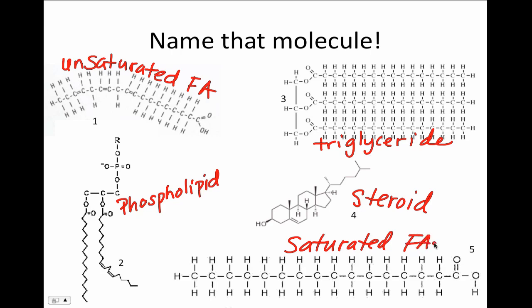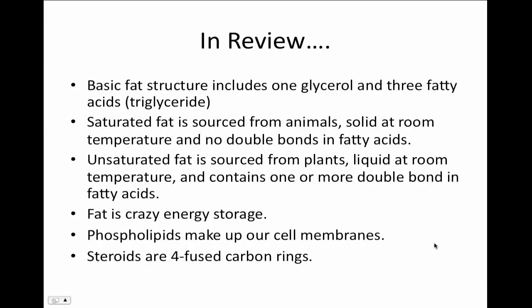Excellent job. So, in review, what did we learn about fat today? Basic fat structure includes 1 glycerol and 3 fatty acids, which makes a triglyceride. Saturated fat is sourced from animals, solid at room temperature, and has no double bonds in its fatty acids. Unsaturated fat is sourced from plants. It's liquid at room temperature and contains 1 or more double bonds in the fatty acid. Remember, the kinkier the fatty acid, the more healthy it is.